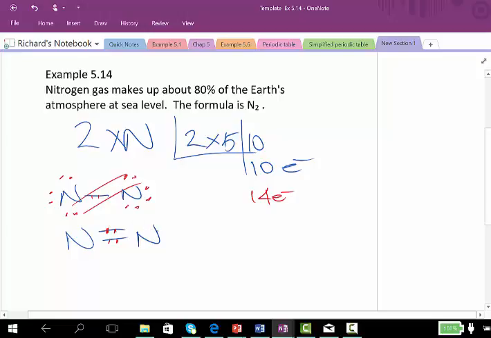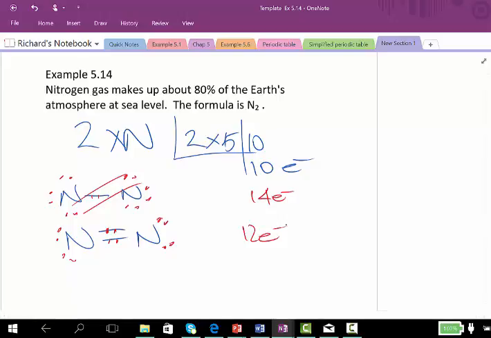And now this nitrogen, the one on the right, sees 4 electrons, wants 8, so it needs 4 more. The nitrogen on the left sees 4, wants 8, needs 4 more. Well, how many dots do I have down here now? I've got 2, 4, 6, 8, 10, 12 dots. And again, I can only have 10 because that's the total number of valence electrons available for working out bonding and sharing in this molecule. So I'm going to say that this is also a trial structure.